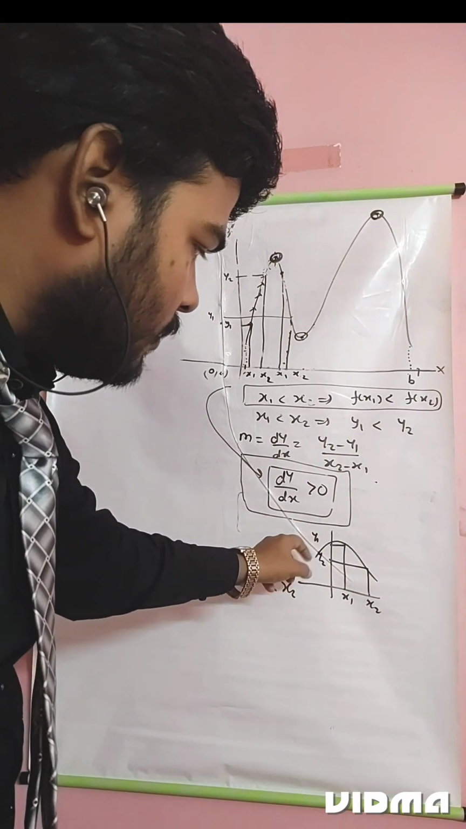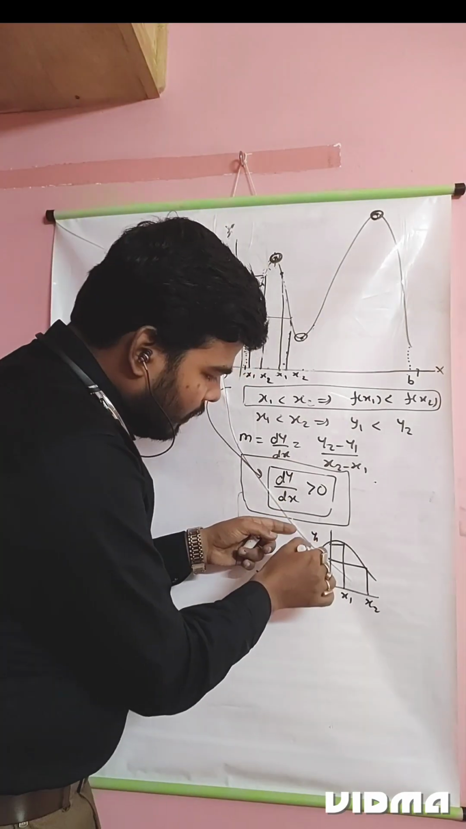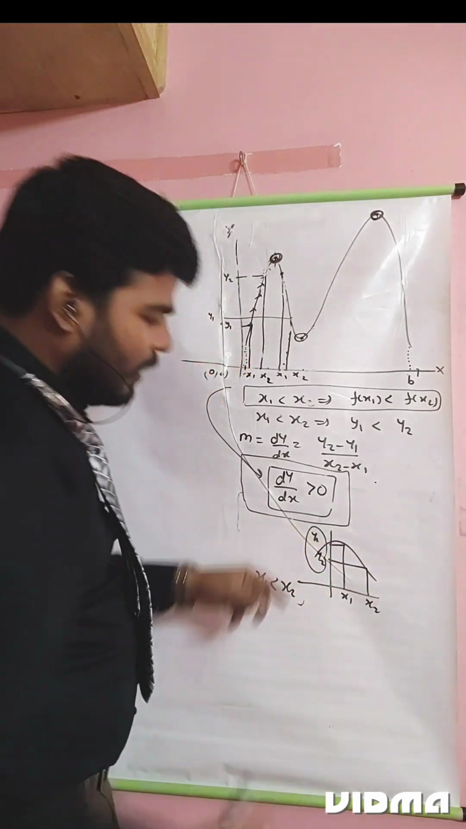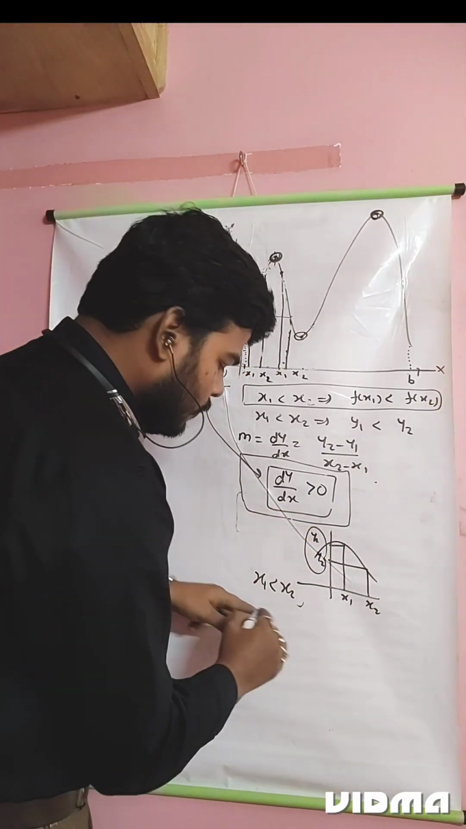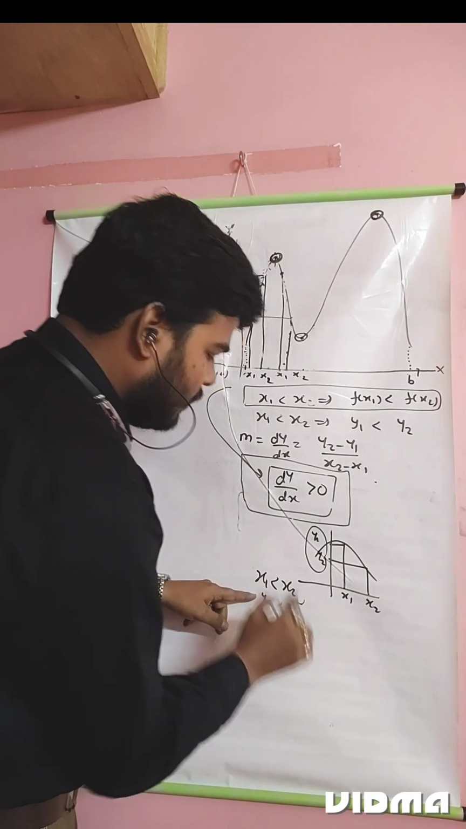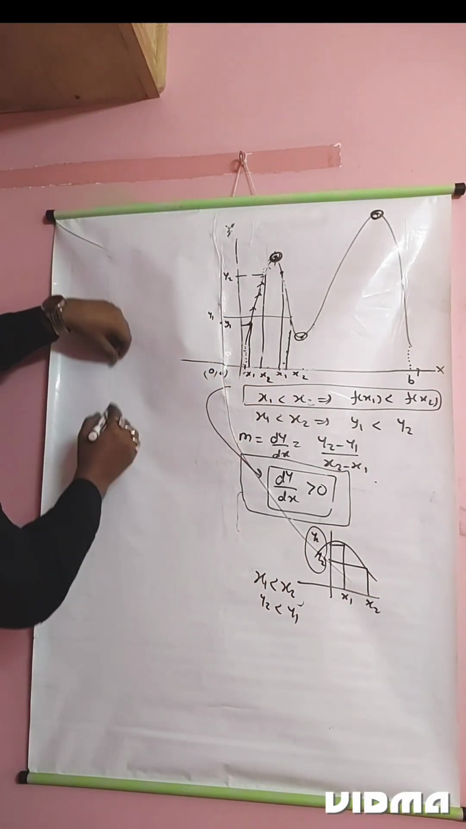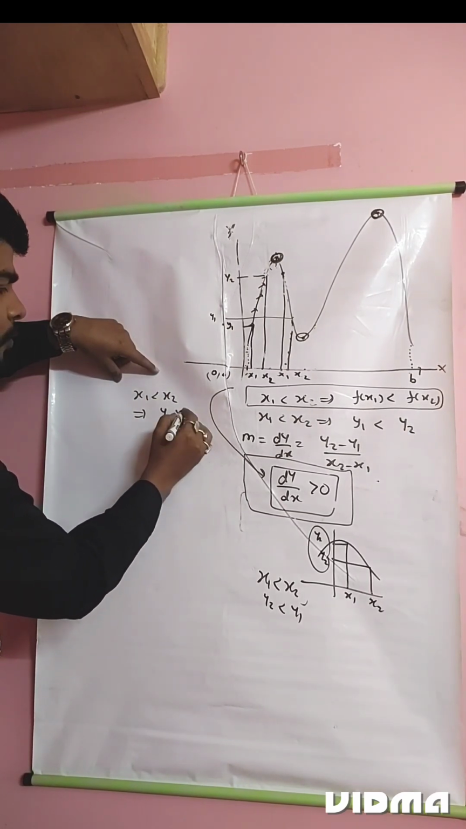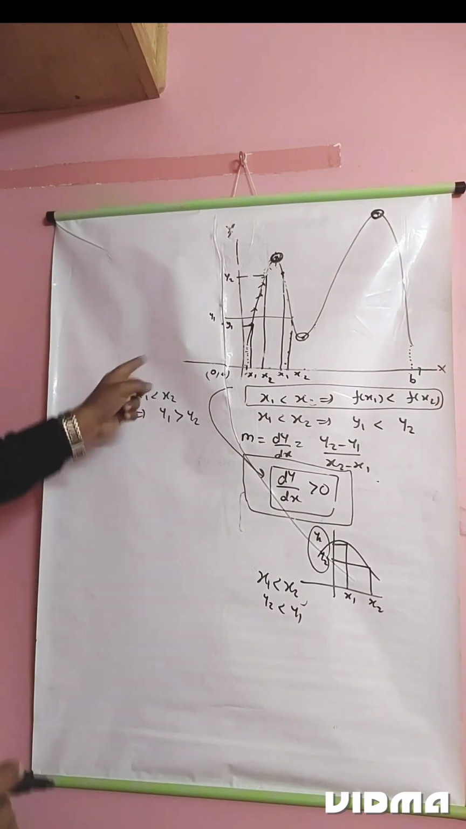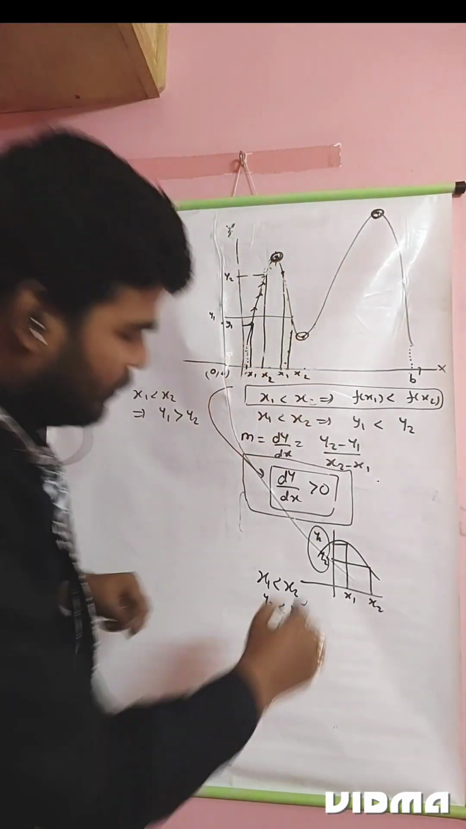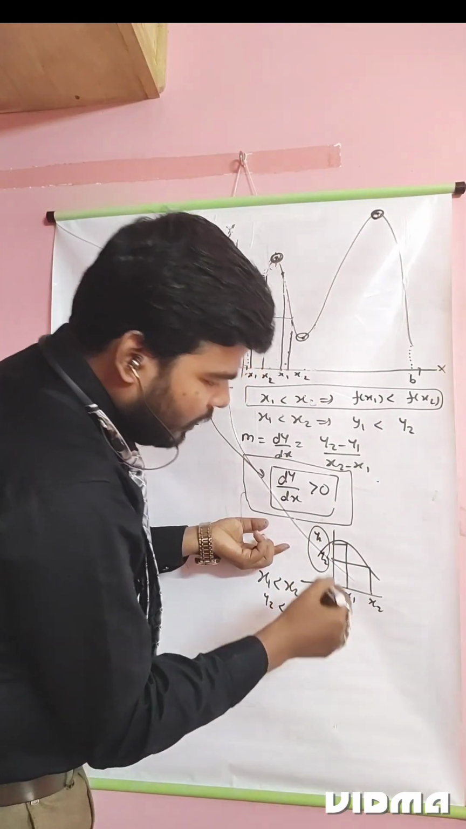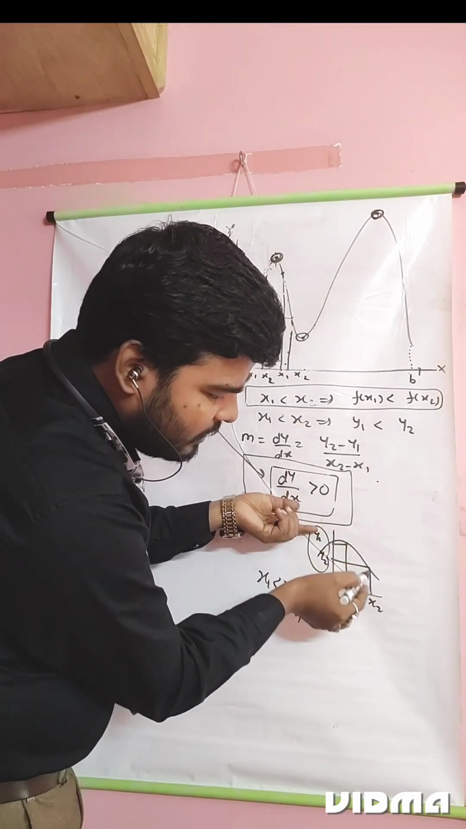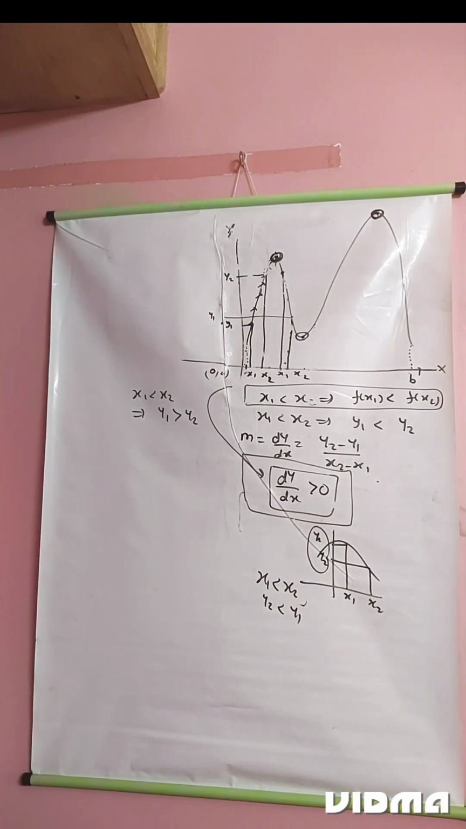So you can see that y2 is smaller than y1. Okay, y2 is smaller than y1. These are the properties of a decreasing function: x1 is less than x2, but y1 is greater than y2. That means the value of x is increasing, but the value of y is decreasing. It is possible only when the curve is decreasing. When x is increasing, the value of y is decreasing. This is the property of a decreasing function.